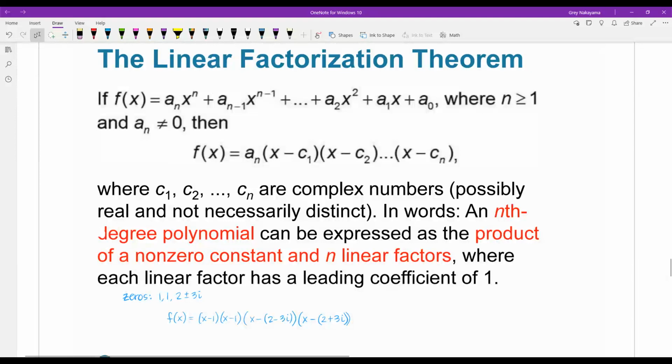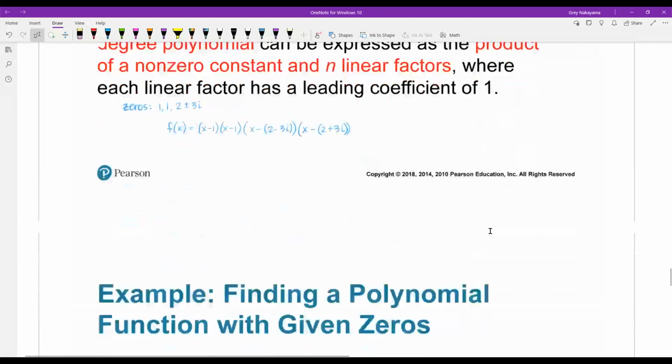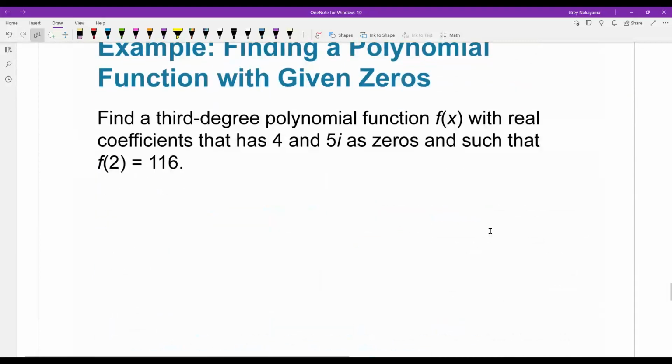For that reason, I'm doing some examples, because you've got to be able to do that and put it in your math lab. So look at this one. Find a third degree polynomial function f of x with real coefficients that has 4 and 5i as zeros, such that f of 2 equals 16. Well, if it has 4 and 5i, we know it also has negative 5i. You're going to start this problem out by saying, okay, x equals 4, and then x equals 5i.